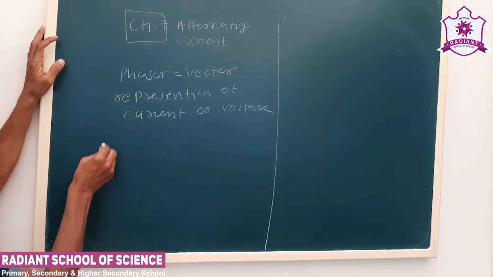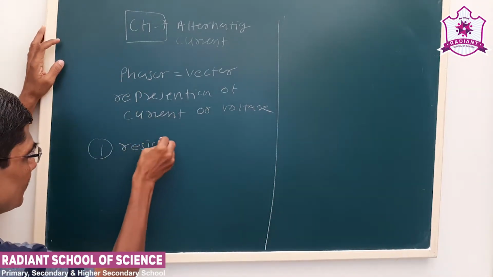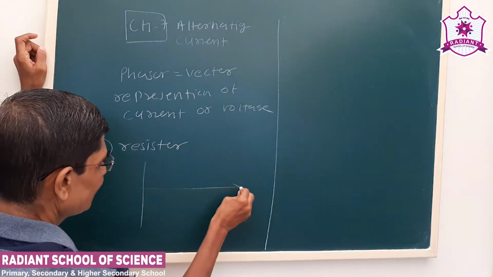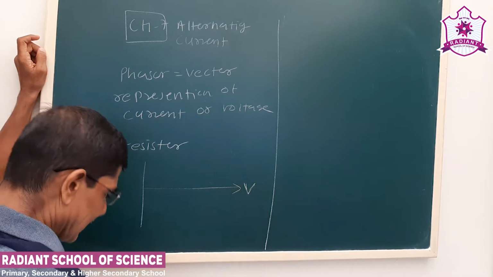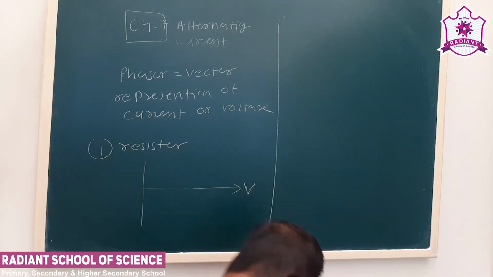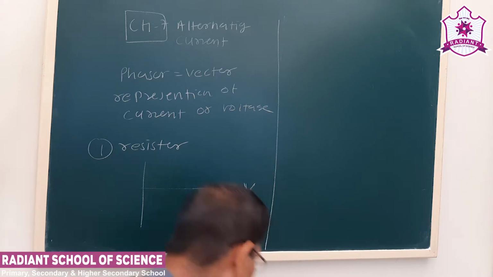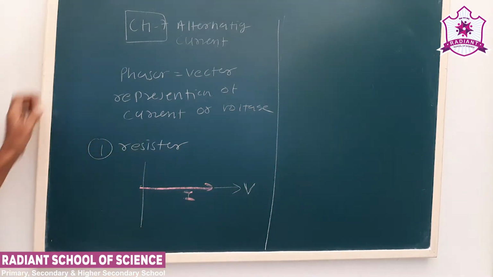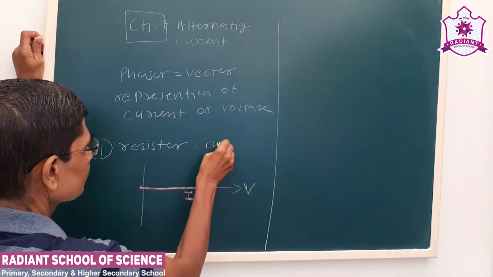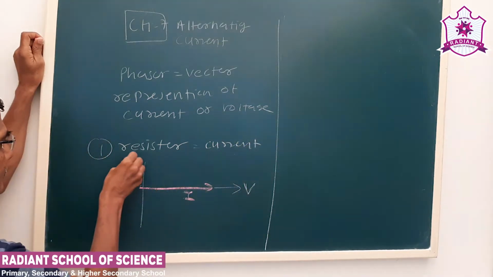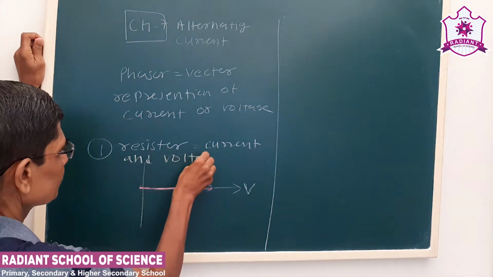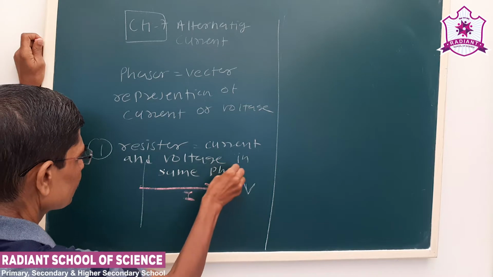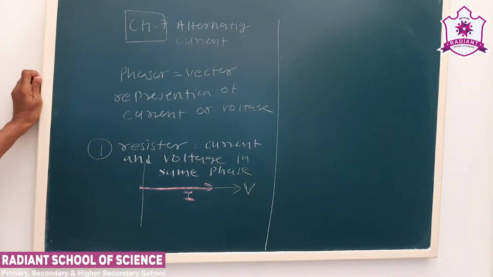See what we have seen. Circuit with only a resistor. Let us say V is the voltage supplied and current is I. See what we have seen earlier: in the AC circuit with only a resistor, current and voltage are in the same phase, so the phase difference is 0.